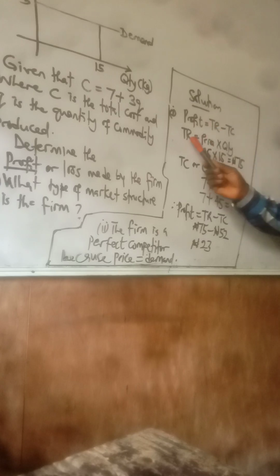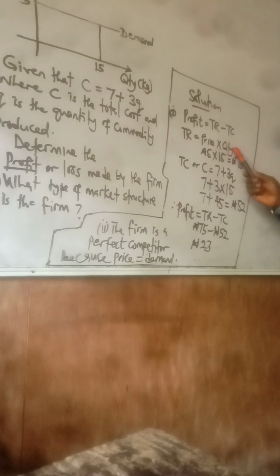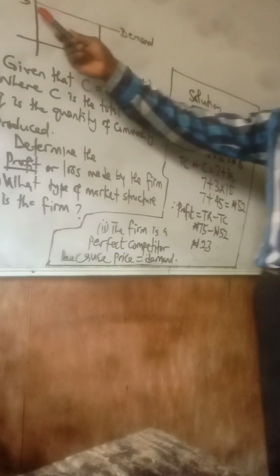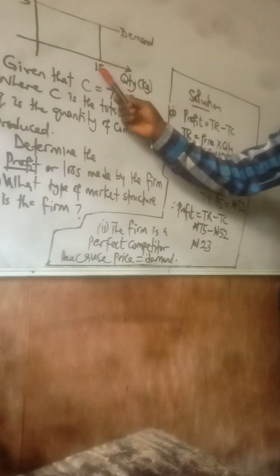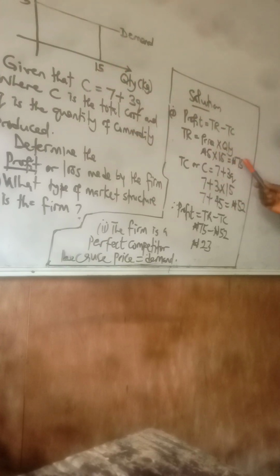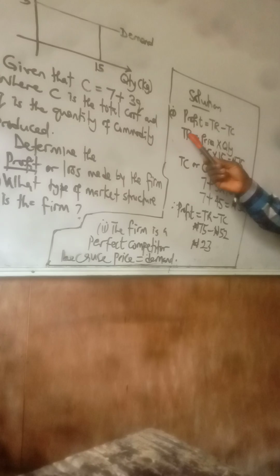You have to first determine your total revenue. The formula for your total revenue is price times quantity. If you look at the diagram given to you, the price is 5 naira and the quantity is 15 kilograms. So you multiply the both, you have 75 naira as your total revenue.